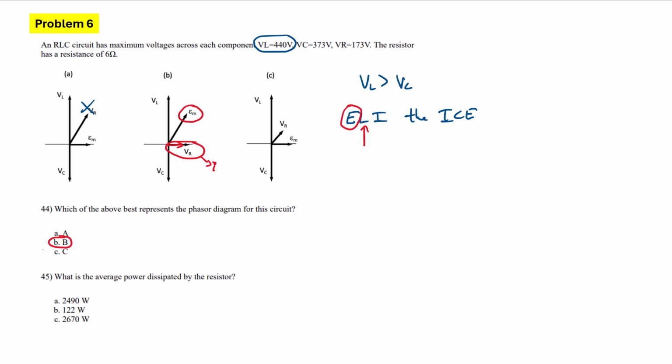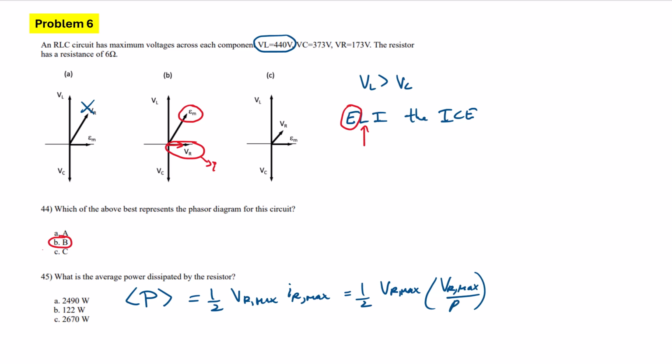All right, last question says, what is the average power dissipated in the resistor? All right, well, my average power dissipated in the resistor, you can write as 1/2 times the maximum voltage across that resistor multiplied by the maximum current going through that resistor. Maybe I could just simply write it like this, VR max. And that maximum current through the resistor is the maximum voltage across the resistor divided by the total resistance. So this simplifies to the maximum voltage across that resistor divided by the value of the resistance. Pretty straightforward.